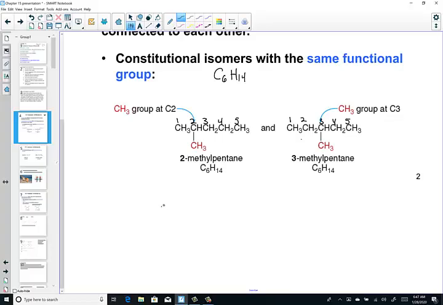In terms of skeletal structures, it's always good to keep practicing that. Carbon 1, carbon 2, carbon 3, carbon 4, and there's carbon 5. If the branch comes off of carbon 2, we have that as 2-methylpentane. If the branch comes off of carbon 3, we know that is 3-methylpentane. They are constitutional isomers that share the same functional group.